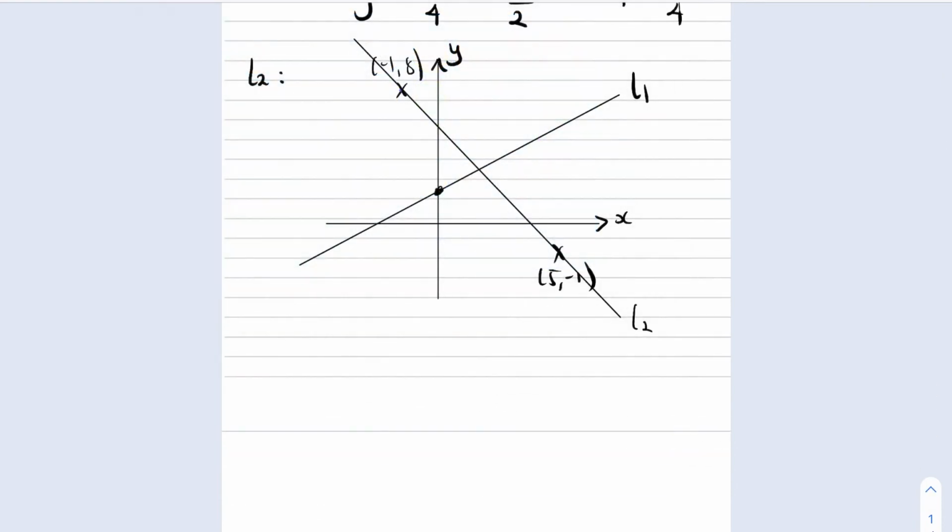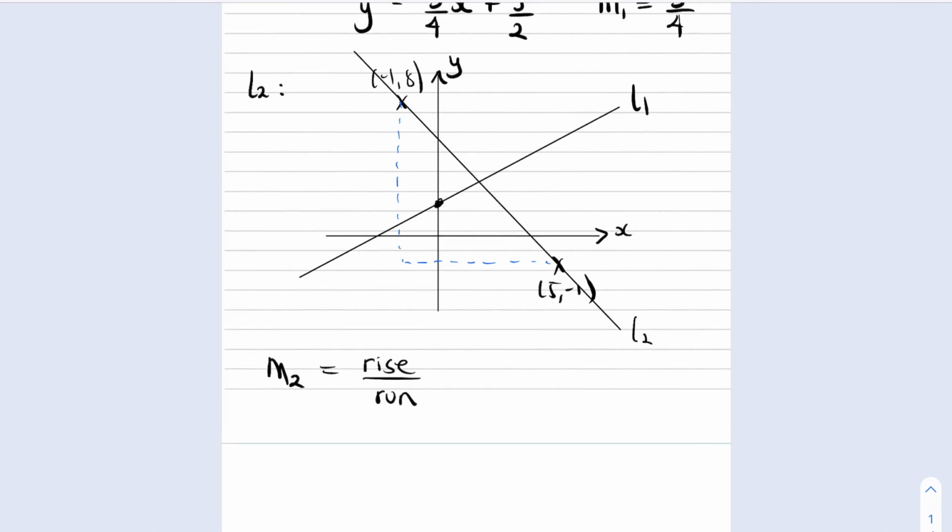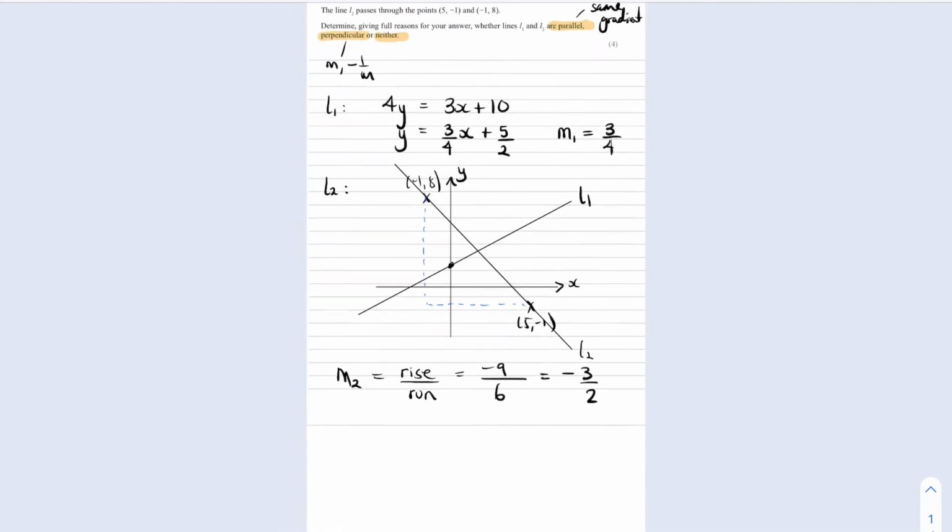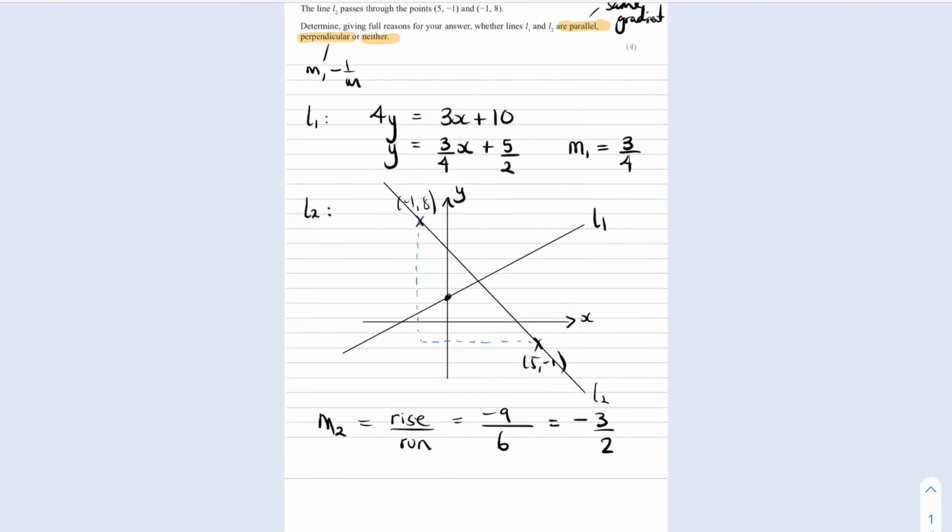Okay, so let's find out what the gradient of L2 is. So let's get a different colour. I'm going to do rise over run to find the gradient of L2, which I am calling M2. So rise over run. I can see from the diagram that the rise is minus 9. And the run is 6, which simplifies to minus 3 over 2 by dividing by 3 on top and bottom.